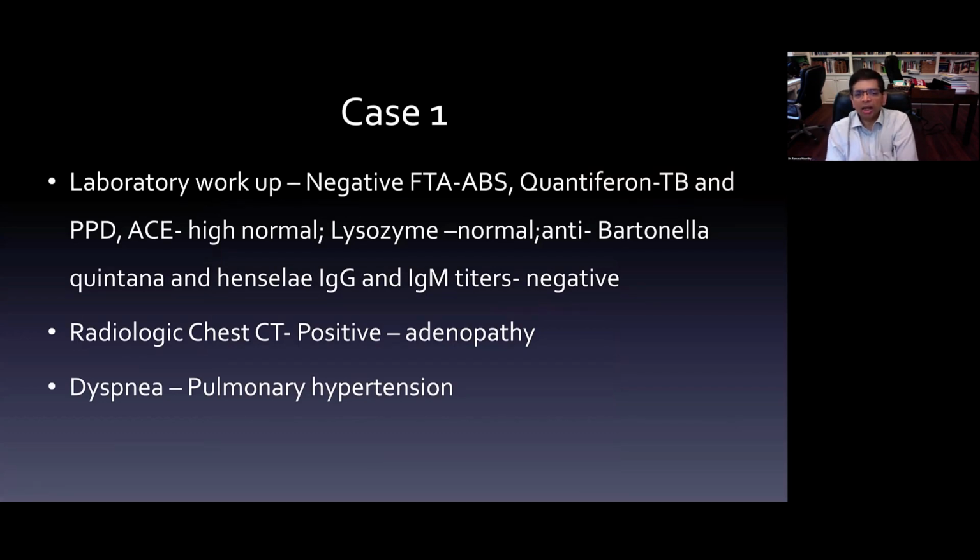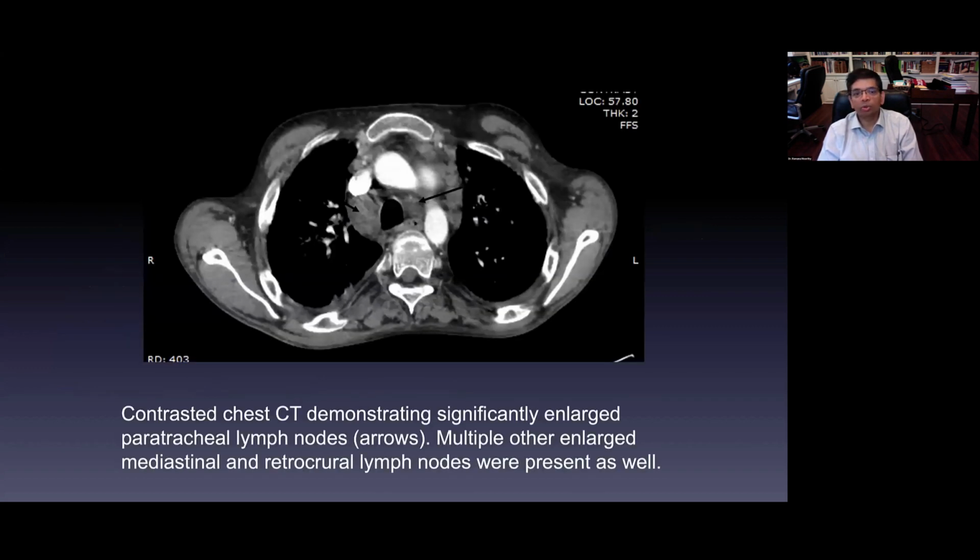His ACE was high normal, lysozyme was normal. The quantiferon TB and PPD were all negative. FTA was negative. That's the fluorescent treponemal antibody. And Bartonella titers were negative, even though he has a lot of cats. His chest CT was positive for adenopathy, and it was diagnosed that he had pulmonary hypertension. They did a right heart catheterization, and his central venous pressures and his left ventricular end-diastolic pressures were elevated.